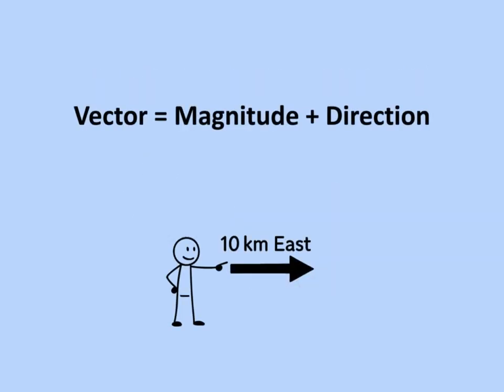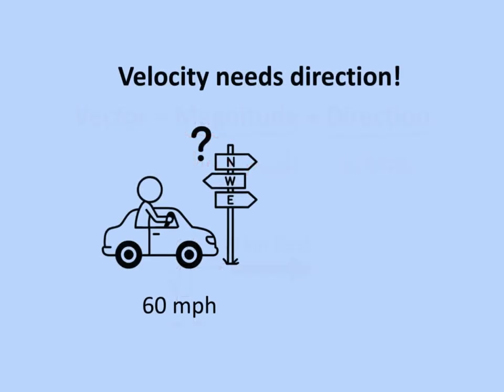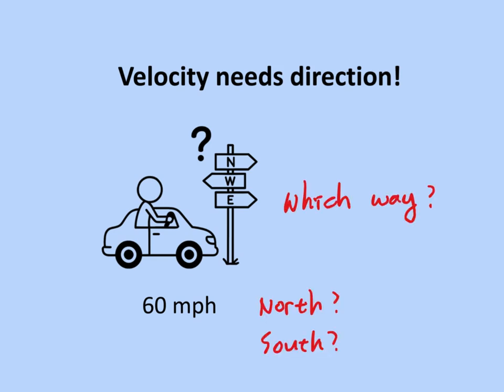It has two parts. Magnitude, how much. Direction, where. Take velocity. If a car moves at 60 miles per hour, but you don't know whether it's north or south, you're missing half the story. Let's play with this.